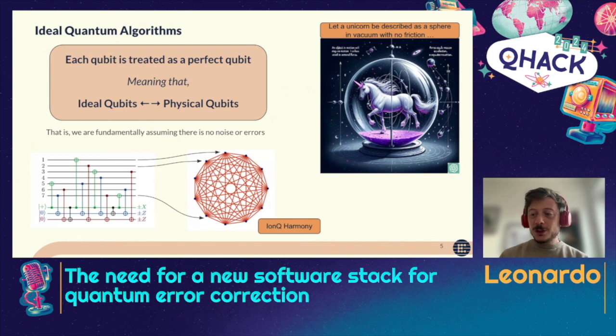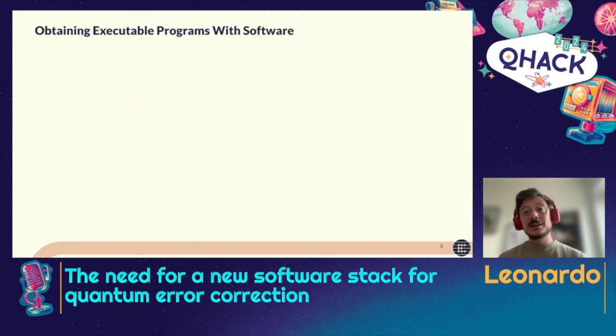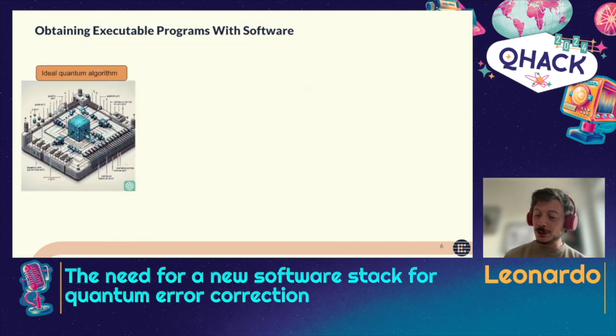So we covered the ideal quantum algorithms. The next step is the executable program part. How do we obtain executable programs with software? Again, I asked ChatGPT to draw a presentation ready image of a quantum circuit based on Qiskit diagrams. That's what he came up with. I thought it was funny enough that I would leave it. So that's my ideal quantum circuit.